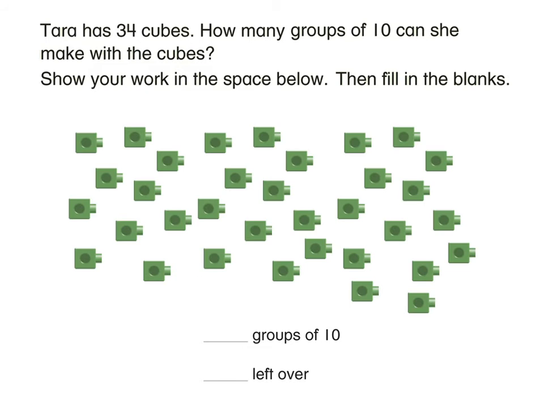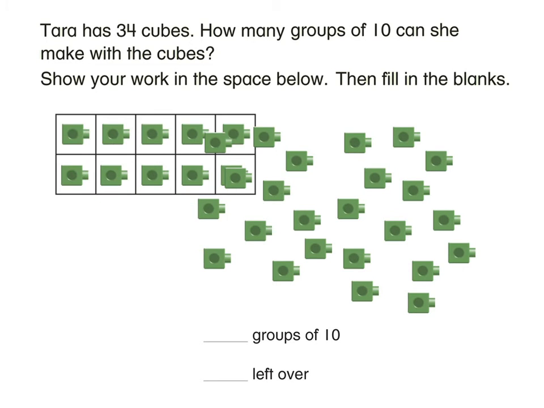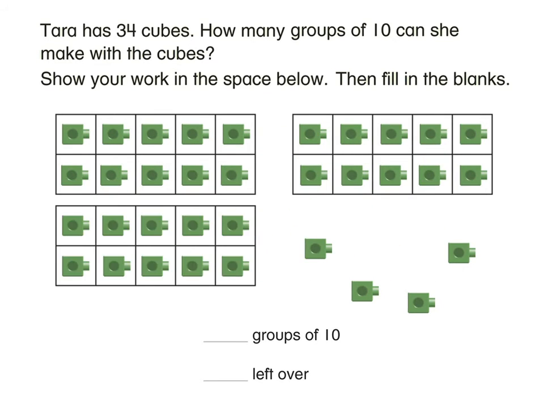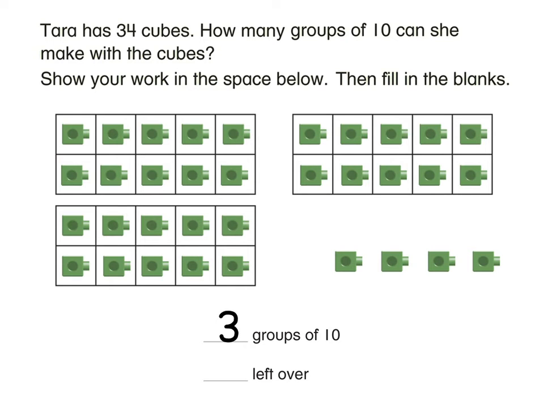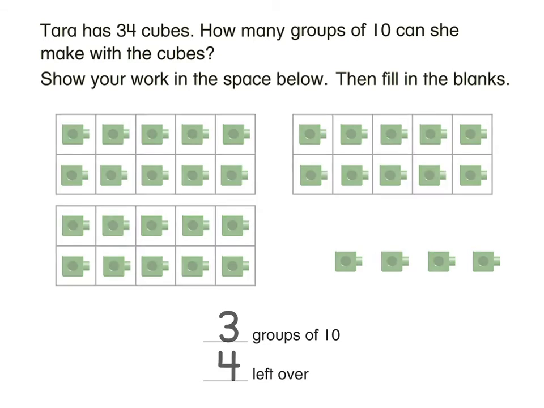Listen and look for students who use cubes to show the number 34, but have difficulty finding how many groups of 10 there are and how many are left over. One way that you can help these students organize the cubes into groups of 10 is to provide them with 10 frames. Have them fill as many 10 frames as possible. These students should now be able to describe 34 as 3 groups of 10 with 4 left over.